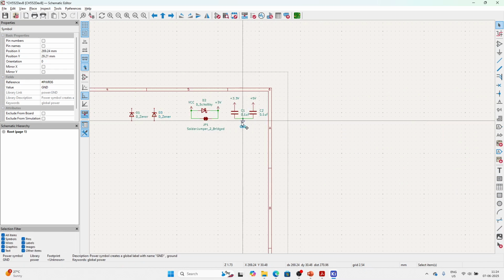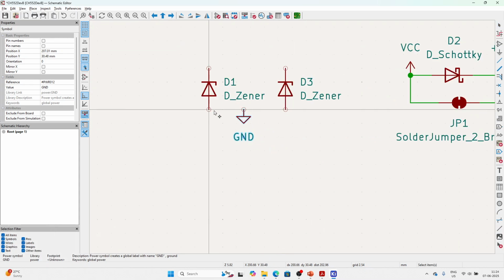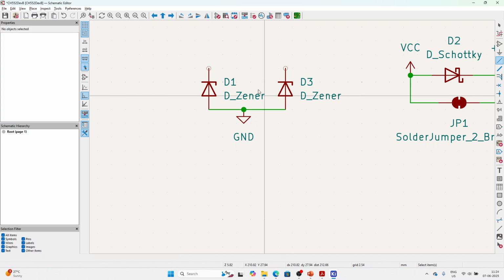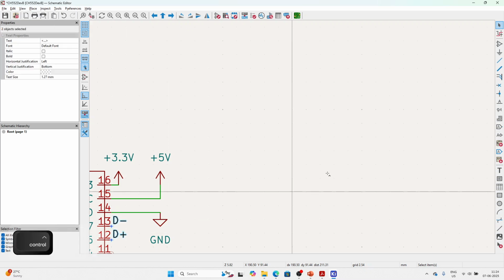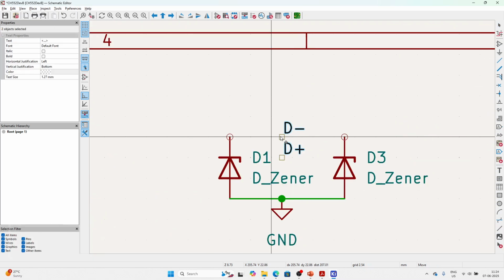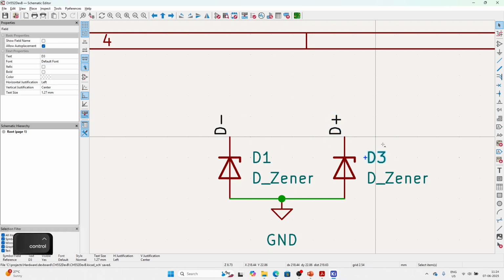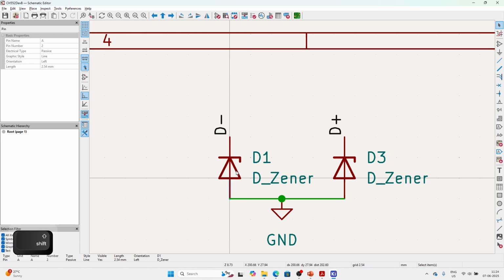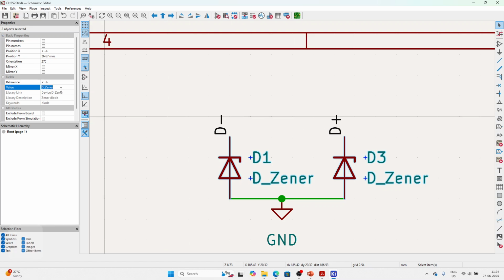Take a ground to ground here. Put it here, so D plus and D minus, they go one each. Strictly speaking, this is not always necessary. I'm just designing it so that we have some precaution. This would be 3V3.